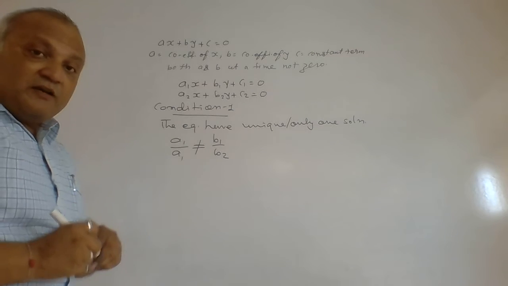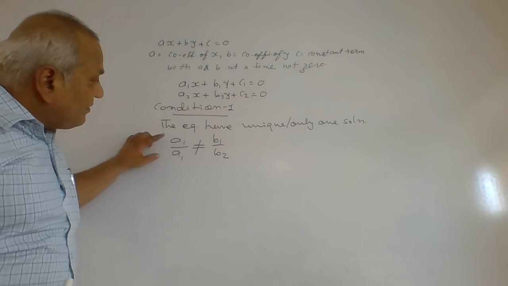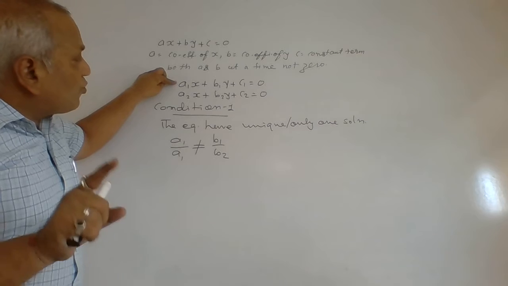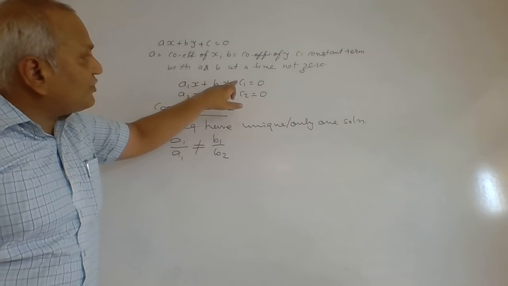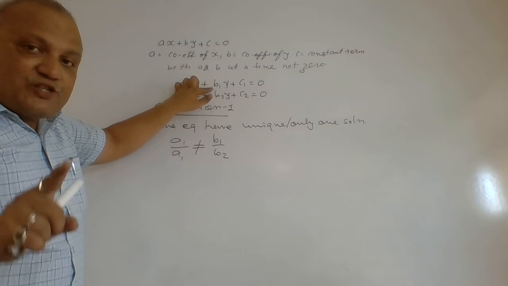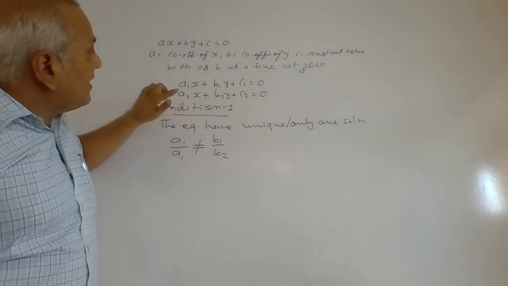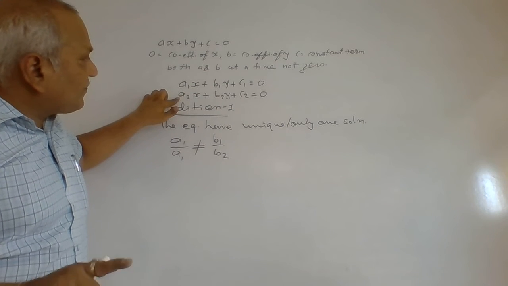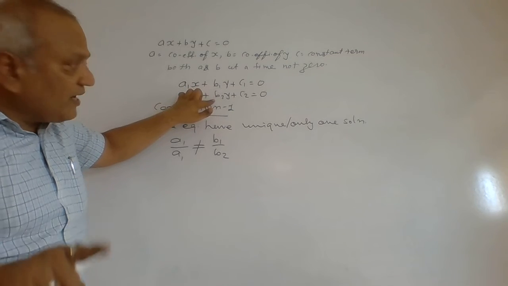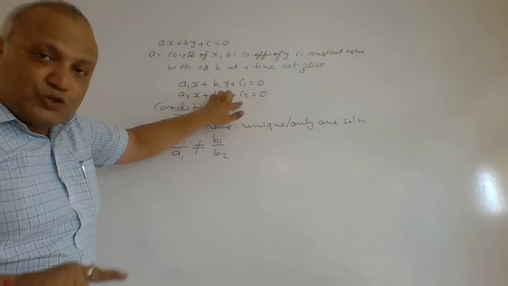Now friends, mind well, from here the main portion starts. What do we mean by a1? a1, b1, c1: a1 means the coefficient of x in equation 1. b1 means the coefficient of y in equation 1. c1 means the constant term in equation 1. a2 means the coefficient of x in equation 2. b2 means the coefficient of y in equation 2. c2 means the constant term in equation 2.